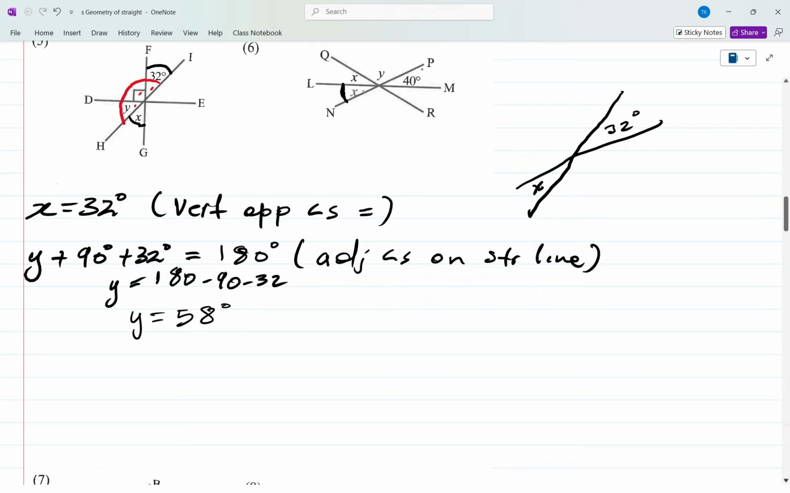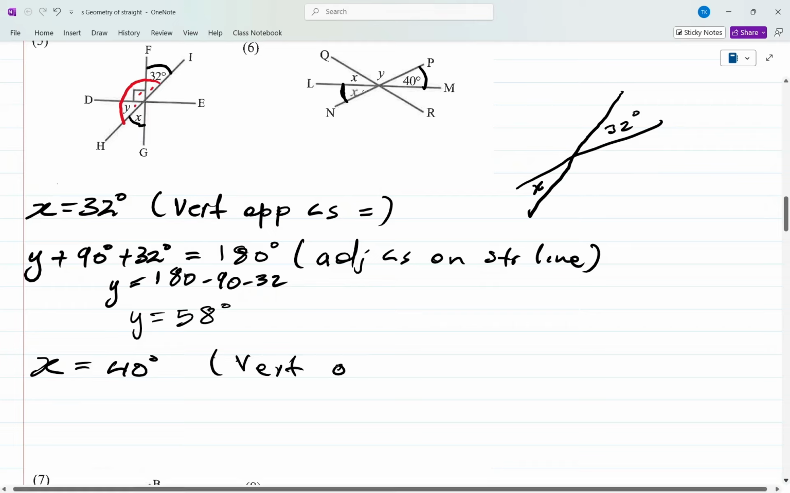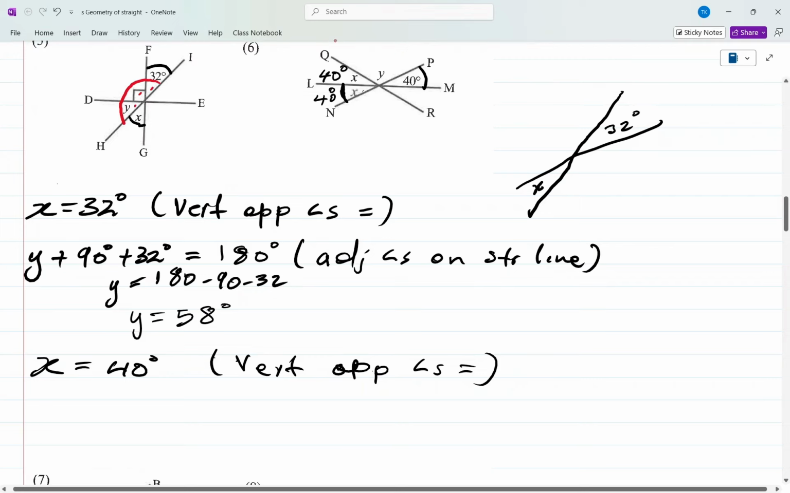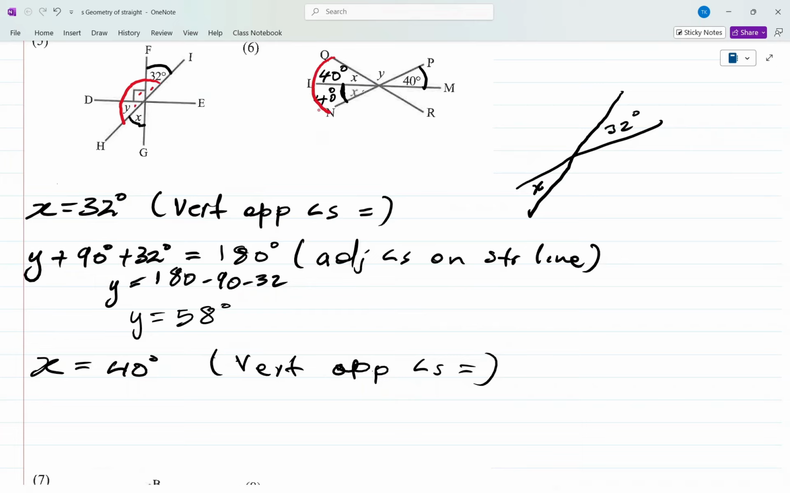So I'm going to start with this one. Why am I starting with this one? Because it's the one which is vertically opposite to 40. Then I'm going to start by saying x is going to be 40 degrees. And then my reason will be vertically opposite angles are equal. Then I can write 40 here. If this is 40, this one will also be 40, which implies that the whole of this angle is now 80.